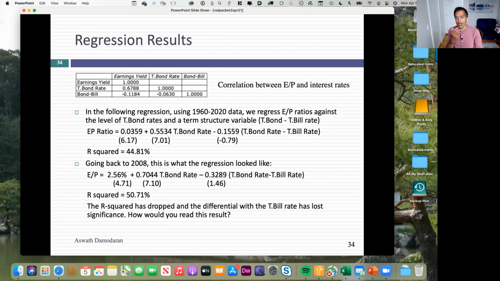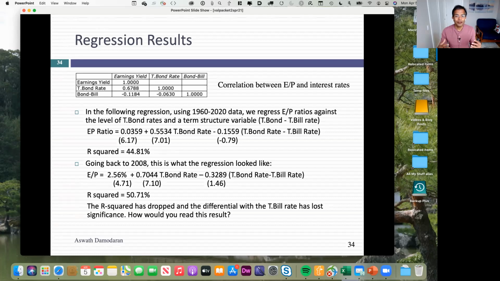So I'll leave you with a task. What's the T-bond rate today? Anybody know? It was like 1.75% on Friday, I think. Check it out today. Check the T-bill rate today. Put the numbers into this regression. Get a predicted earnings to price ratio today. And then what do you do with it? You invert it. That should be a fair PE for the market today compared to the actual PE.